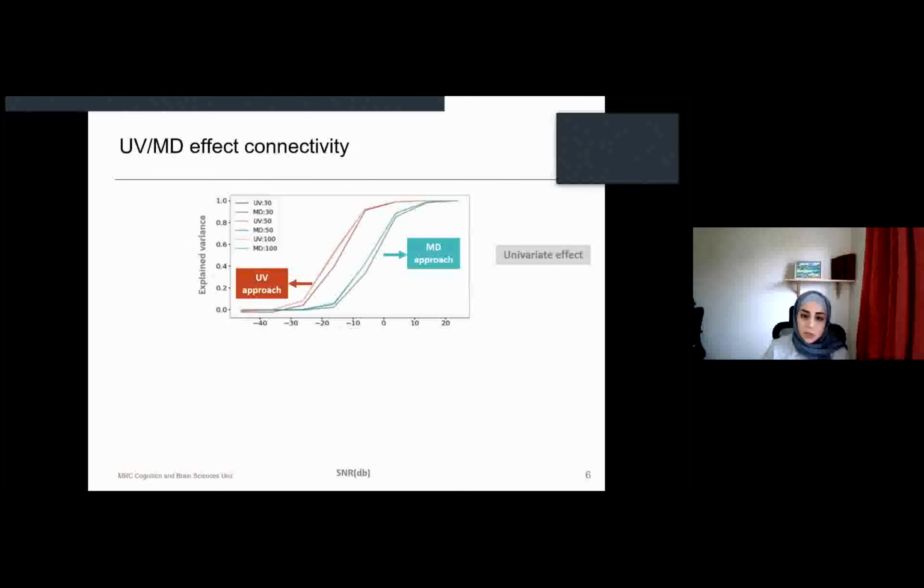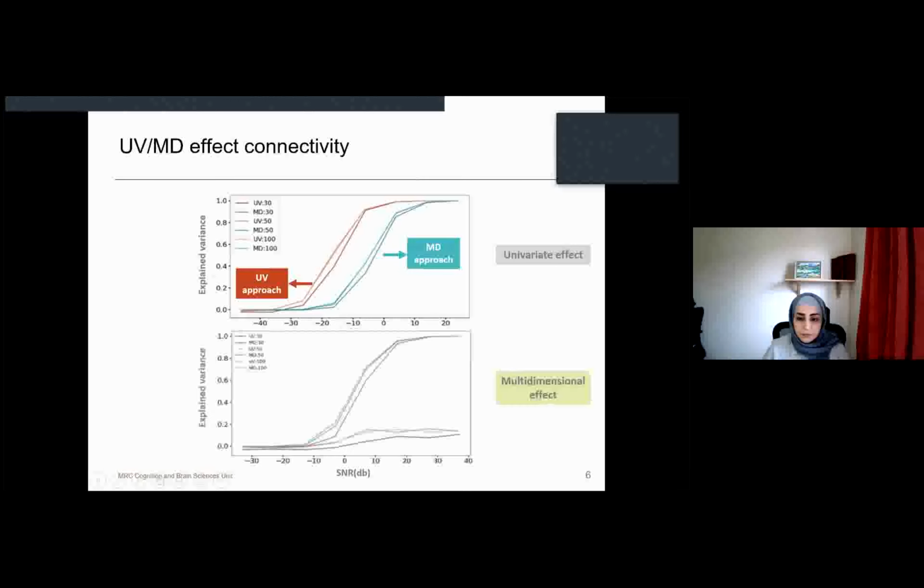Well, this is the result for the second scenario in which we had two univariate effects. On the x-axis, we have different levels of SNRs, and the y-axis shows the connectivity. We have three different curves for the univariate approach and three green curves for the multidimensional approach. In the middle SNRs, we see that the univariate approach is slightly doing better than the multidimensional one. However, this method is still sensitive to some amount of data variance.